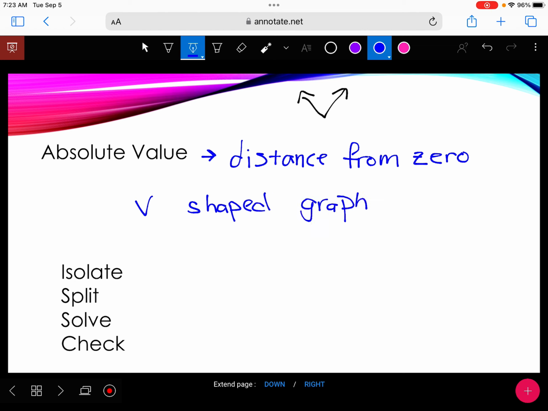And the way we are going to solve them, these bottom 5 words, I want you to write them in this order. Isolate, split, solve, check. These are our steps we're going to follow. Isolate means we're going to get the absolute value by itself.